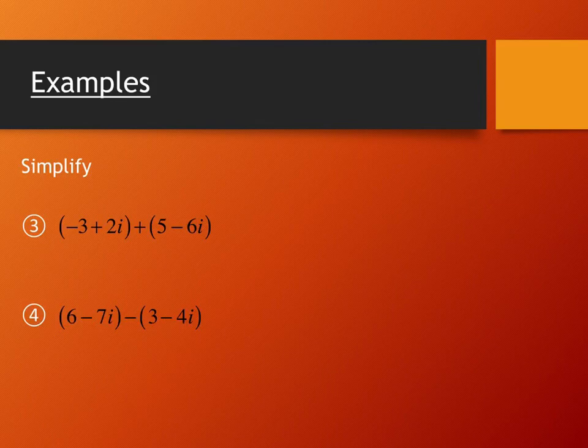We say, hey, look, I have addition. If I have addition, I just combine like terms. These two terms are alike, namely the +5 and the -3. And if I add them together, I get 2. And these two pieces are alike because they both have an i attached, much like if they had an x attached. So I have +2i and -6i, and those combine together to give me -4i. Just like we would if we had x's. It's nothing any different.